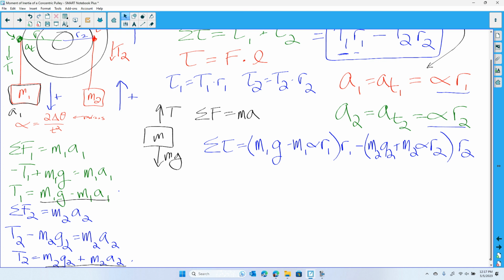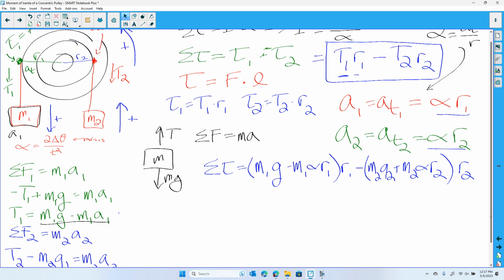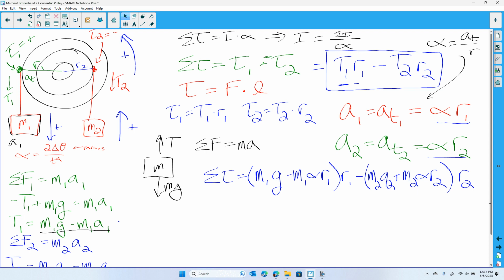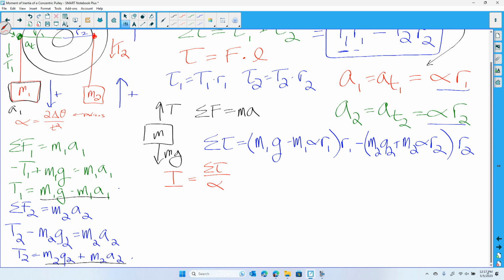But that's it. We now know everything we need to know. So we're going back to our Newton's second law of rotation equation. The moment of inertia of our concentric pulley is going to be the sum of the torques divided by our angular acceleration. We already know angular acceleration. We just found the sum of the torques.